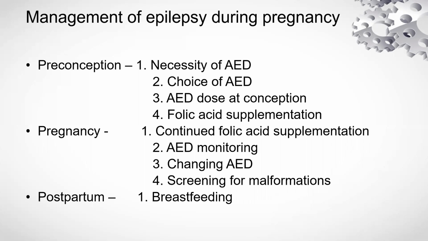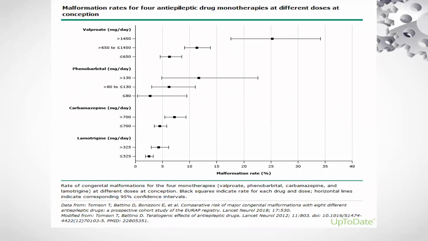Not only the type of drug, but the dose of the drug is also important. The patient should be at the least effective dose to prevent seizure, because as we can see in this diagram, as the dose increases, the teratogenicity increases. For example, for valproate, the teratogenicity is maximum when the dose is more than 1450 milligram per day, and it reduces significantly when the dose is reduced to less than 650 milligram per day.